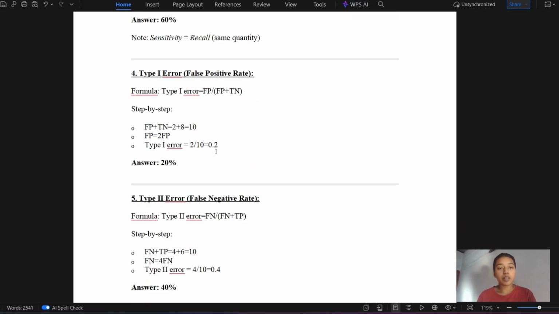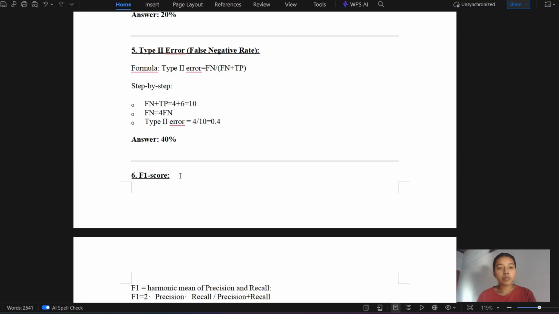Fourth, type 1 error. Type 1 error is FP divided by FP plus TN. FP plus TN equals 2 plus 8, that is 10. FP equals 2. Type 1 error is 0.2, that is 20%.